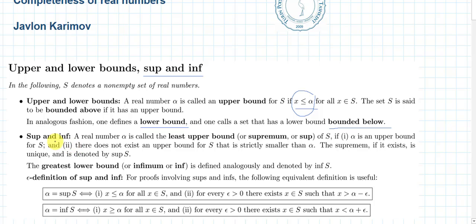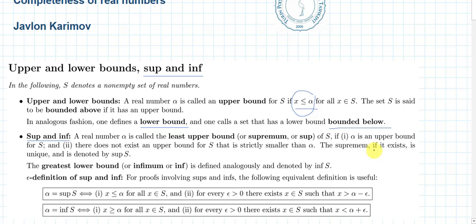And now, let's give a definition for supremum and infimum. We denote supremum by sup and infimum by inf. A real number alpha is called the least upper bound, this is the supremum, of S if, firstly, alpha is an upper bound for S, and secondly, there doesn't exist an upper bound for S that is strictly smaller than alpha. So it means this is the least one from the upper bounds; the least one we call the supremum.